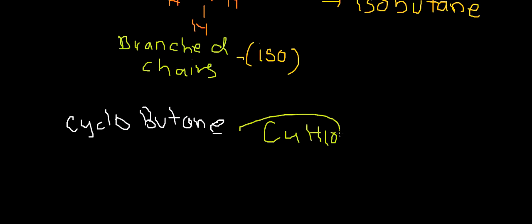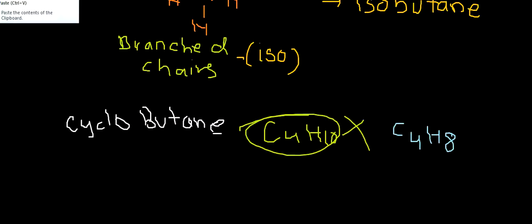It will be C4H10. But this is wrong. It will not be C4H10. It will be C4H8. Now you will surely argue, hey, then you are saying it's butane, that is, an alkane, and the formula for an alkane is CnH2n+2. But this is not satisfied. This is becoming an alkene, so it should be butene. But no, it's not, because it's cyclo.